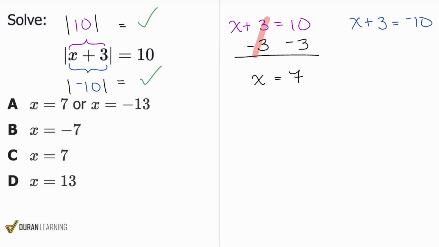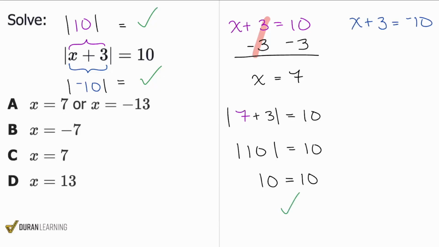And if you want me to prove that this works, everybody, let me show you. We have the absolute value of 7 plus 3 equals 10. 7 plus 3 is 10. Everybody, is the absolute value of 10 equal to 10? Is that true? It is. Absolute value of 10 is positive 10, and that's true. That's correct. And we're good.